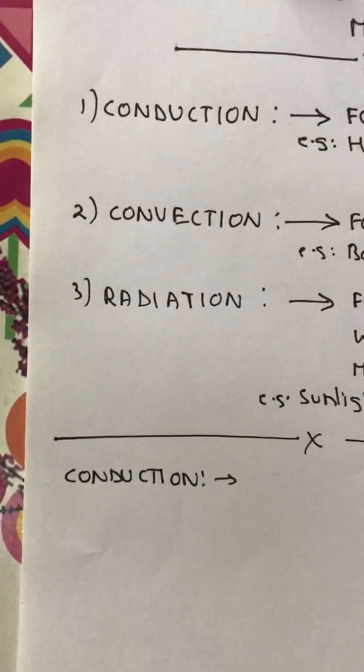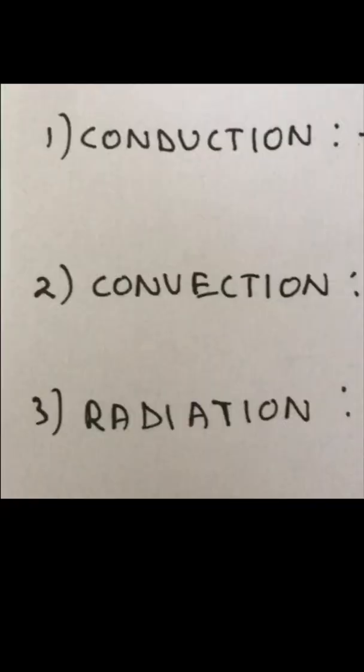And the most important point is that in conduction and convection, even though no second body is involved, the source of heat is always there for all these three. That means without a source of heat, conduction cannot occur. Without a source of heat, convection cannot occur, and without the source of heat, radiation can also not occur.